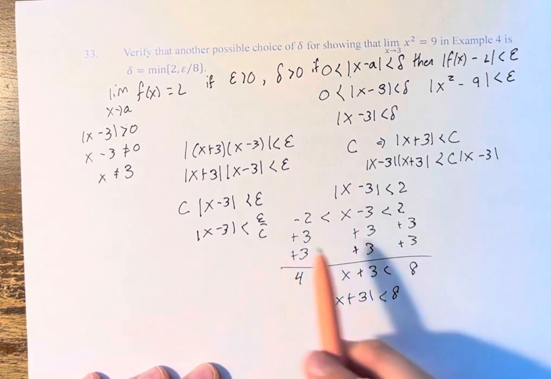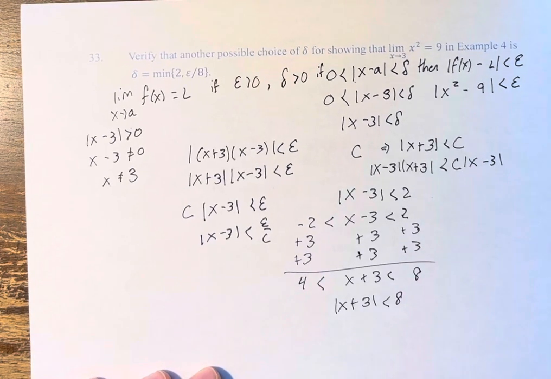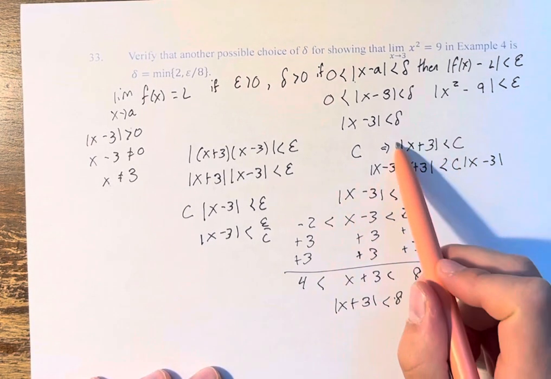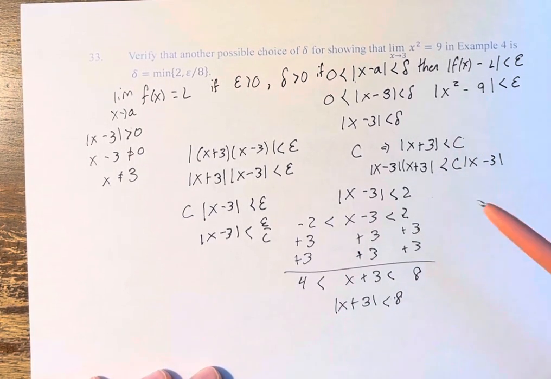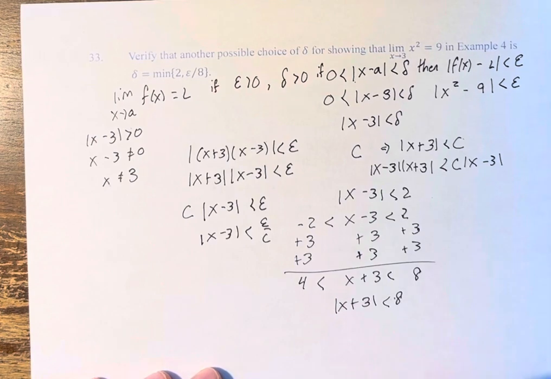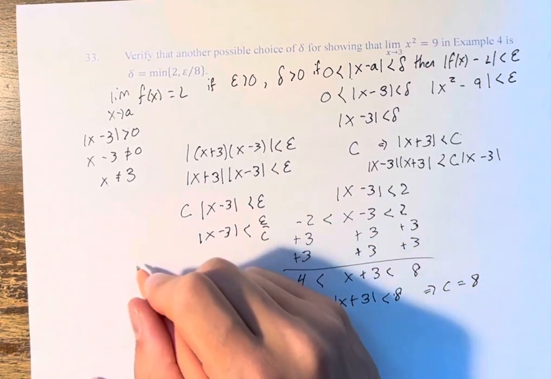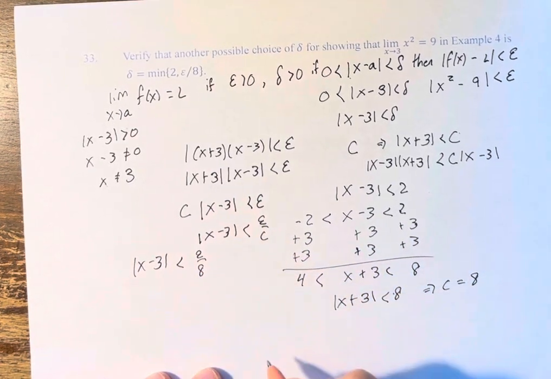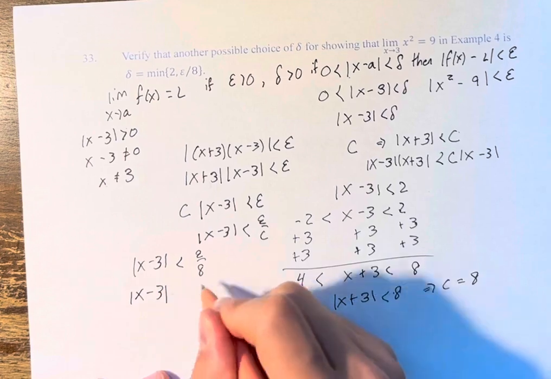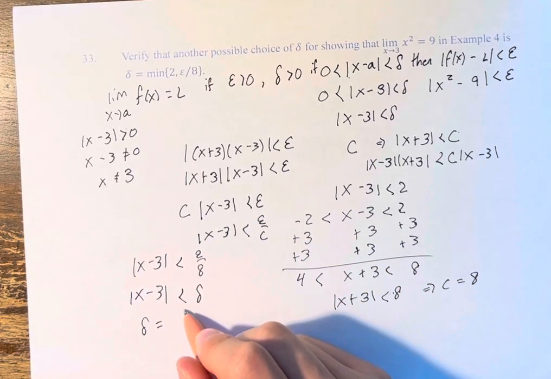And if the absolute value of x plus 3 is less than 8, and the absolute value of x plus 3 is less than c, a possible value for c would therefore be 8. Therefore, we can say c is 8. And if we then plug it in, the absolute value of x minus 3 is less than epsilon over c, which becomes epsilon over 8. And the absolute value of x minus 3 is less than delta. Therefore, delta equals epsilon over 8.